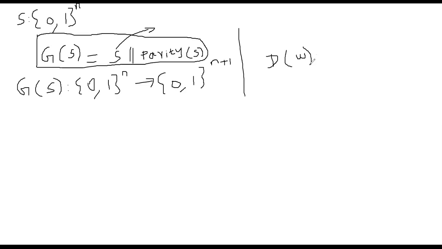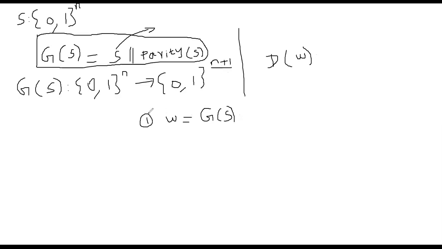From a caller's perspective, there are two ways we can imagine W. W can be G of S. That's the output that you get by applying your generator on a seed S. What is the size of W? W is n plus 1 bits, because G of S takes n bits and returns n plus 1 bits. That's one option for W.